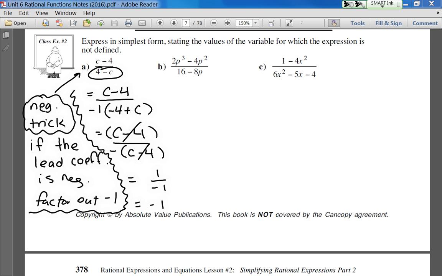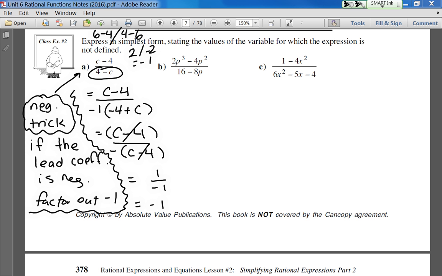Let's try a value. Let's try 6. Put in a 6. What do you get? 6 minus 4 divided by 4 minus 6. So it's 2 divided by negative 2, which is negative 1. So is that always going to work? Always? When doesn't it work?